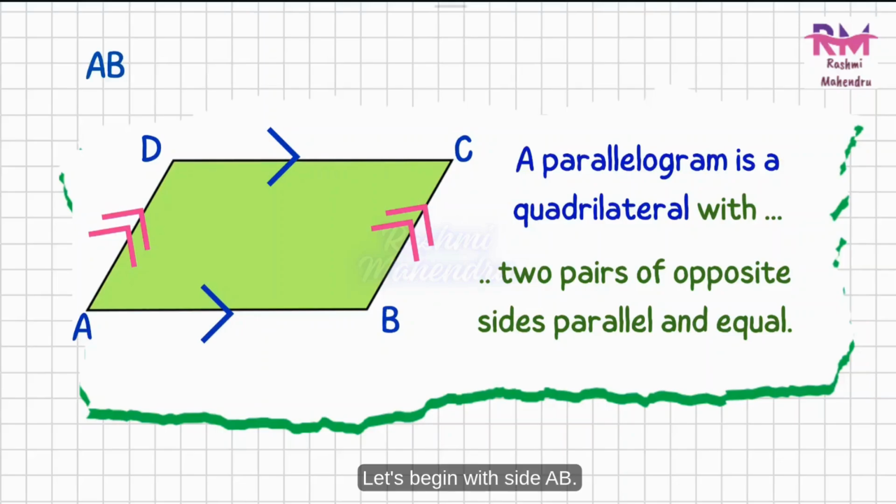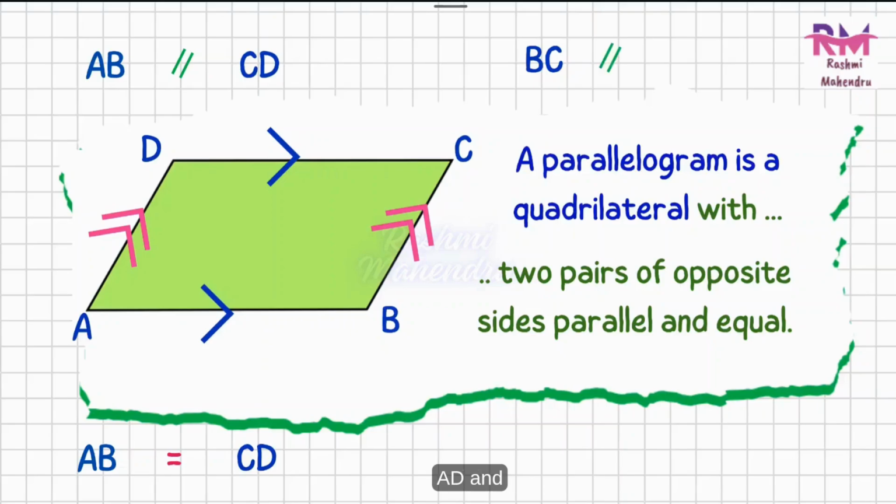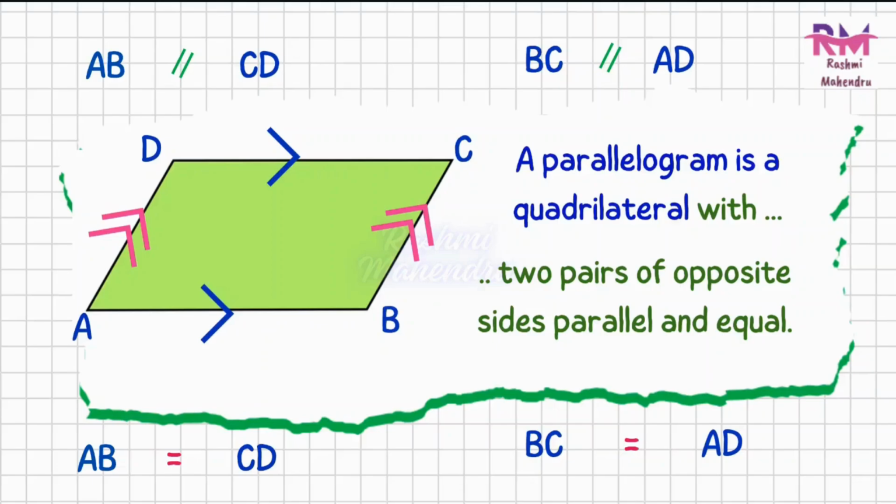Let's begin with side AB. Observe the blue arrows. So, AB is parallel to CD, and also AB is equal to CD. The other pair of parallel and opposite sides will be BC, which is parallel to AD, and also BC is equal to AD. This formally brings us to the definition of parallelogram.